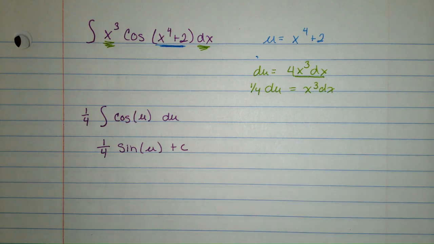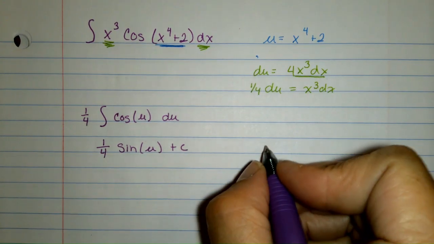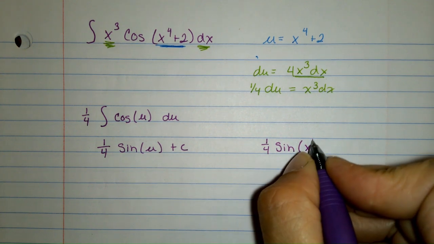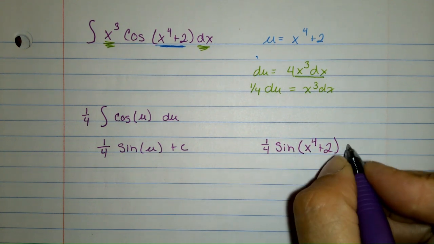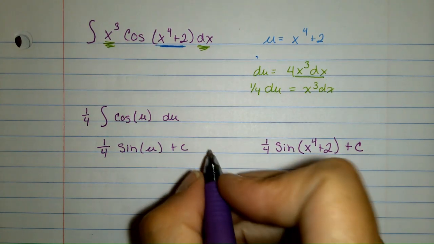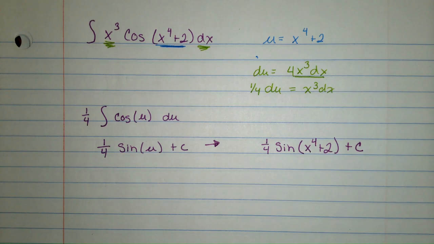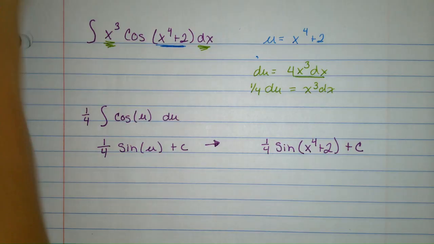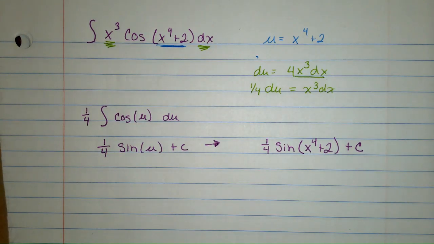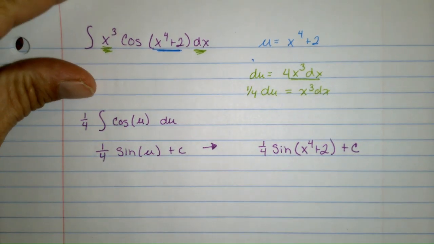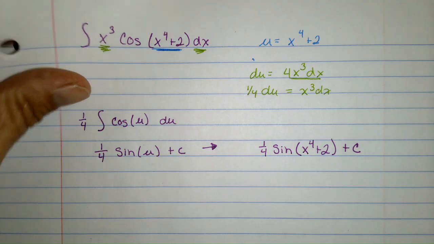plus c, and then of course I have to write it in proper form, 1/4 sine of x to the 4th plus 2 plus c. And that's our final answer. So make sure you remember to resubstitute your u value in indefinite integrals. Definite integrals, we can play around, we can do a couple things extra, but we haven't got to that part yet.